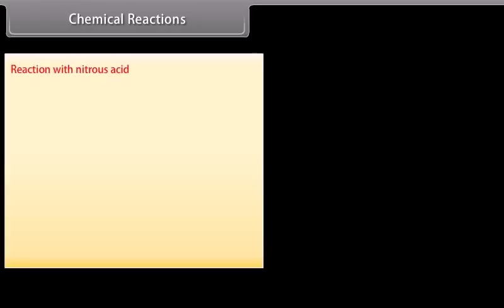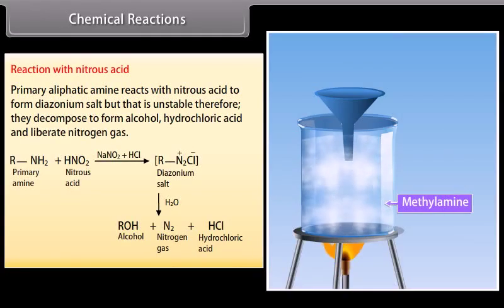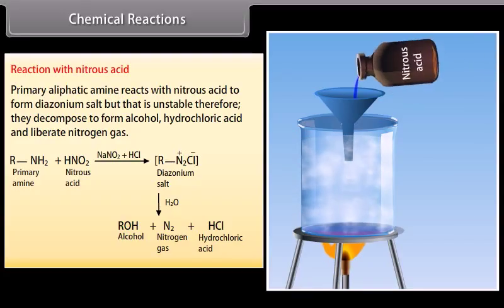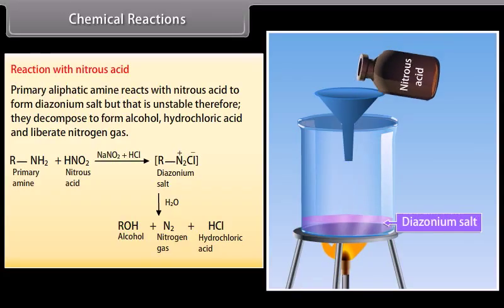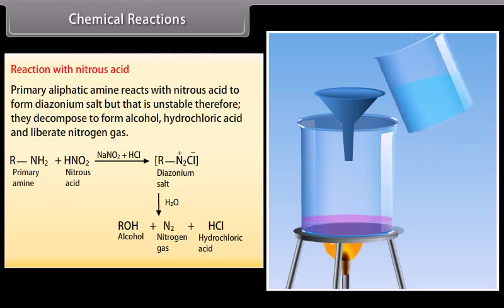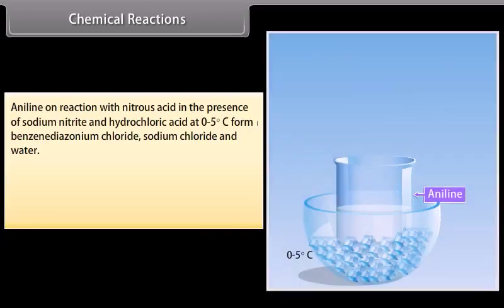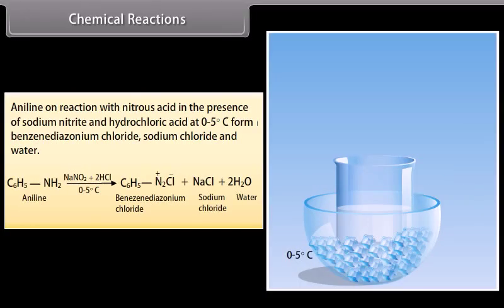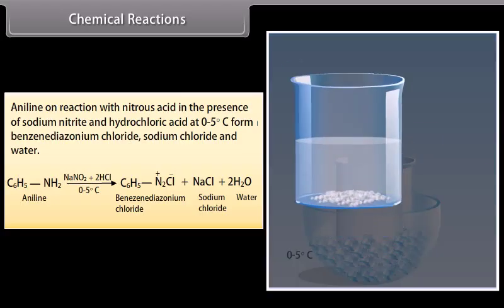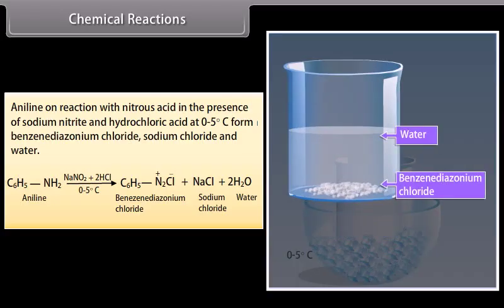Reaction with nitrous acid. Primary aliphatic amine reacts with nitrous acid to form a diazonium salt, but that is unstable. Therefore, it decomposes to form alcohol, hydrochloric acid, and liberates nitrogen gas. Aniline on reaction with nitrous acid in the presence of sodium nitrite and hydrochloric acid at 0 to 5 degrees Celsius forms benzene diazonium chloride, sodium chloride and water.